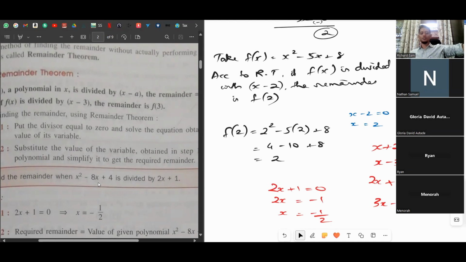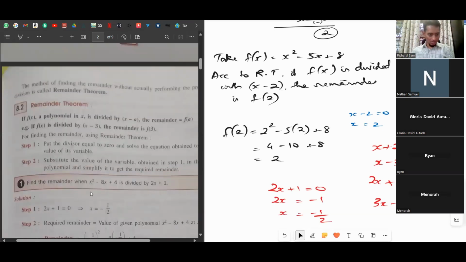They're asking what's the remainder if you divide this with 2x plus 1. So, what's the remainder? F of minus 1 upon 2 is the remainder. Yes, you just have to find f of minus 1 upon 2. Do this, everyone. Is it clear, all of you? Nora, Ryan, Gloria, Nathan? Yes.